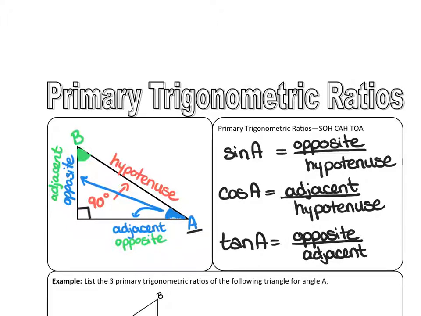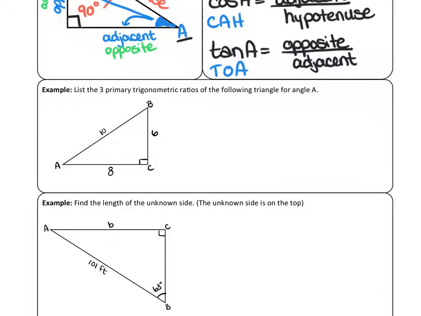Now there's a really cool way that you can remember that, and it's kind of already up there. Sine is opposite over hypotenuse, cos is adjacent over hypotenuse, and tan is opposite over adjacent, and you can remember it by SOHCAHTOA. SOHCAHTOA.